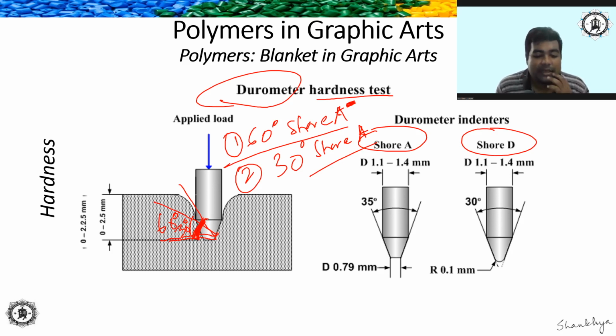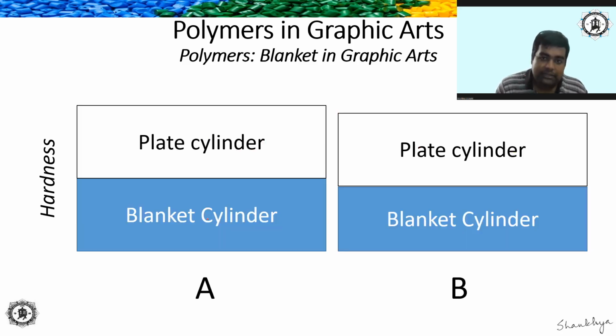Normally what happens, any blanket which is having a hardness of greater than 60-65 shore is considered to be a hard blanket. Now, a hard blanket has certain advantages. It is providing better dot reproduction, because as you can see in the next slide.